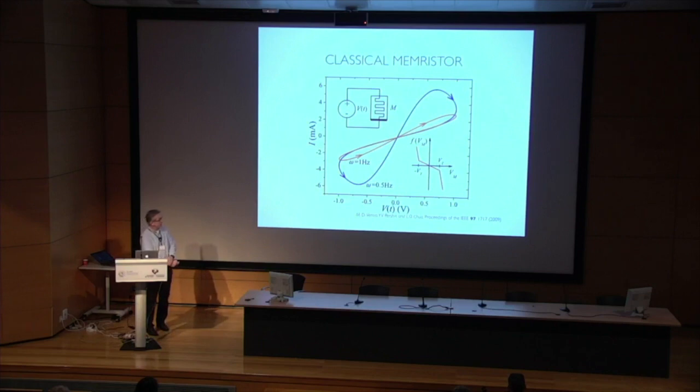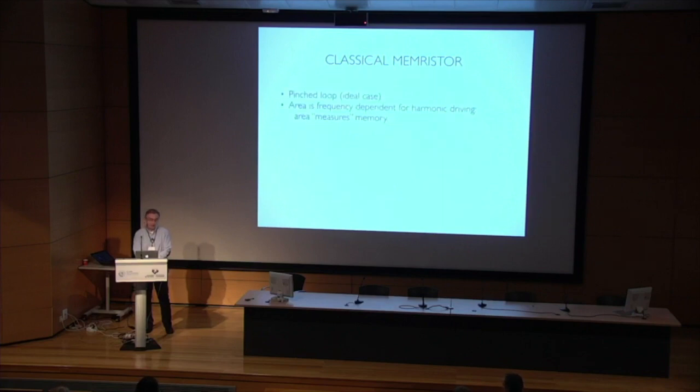One of the characteristic things of an ideal memristor is that they have this pinched hysteresis loop. I put this up again because it will come up in our presentation of the quantum memristor. This hysteretic loop is pinched in the ideal case, because essentially when the potential is zero, the current is zero, and the area is frequency dependent for harmonic driving, and in a sense, it does measure memory.